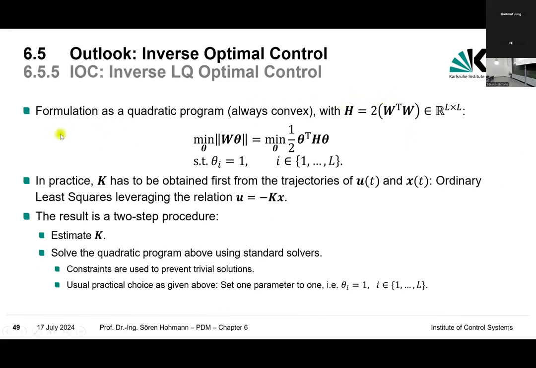We can formulate the problem as a quadratic program and now calculate W as a minimizer of this problem here, giving the solution such that this matrix Riccati equation is fulfilled, right?